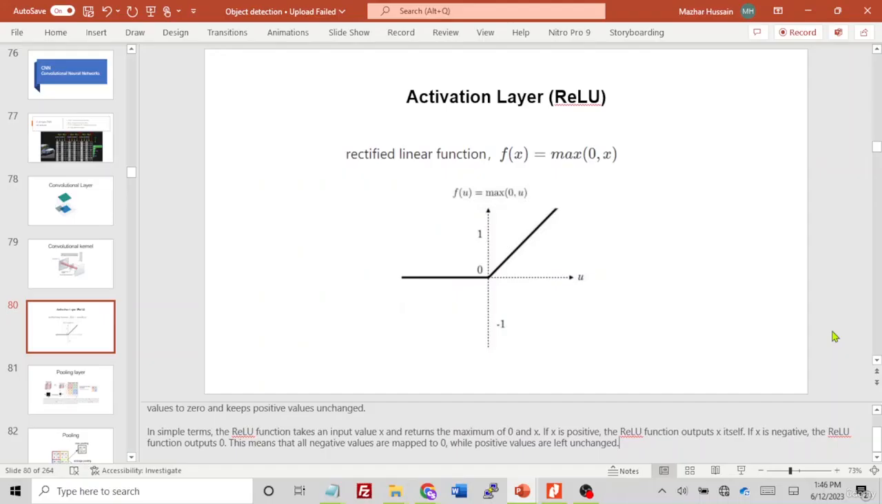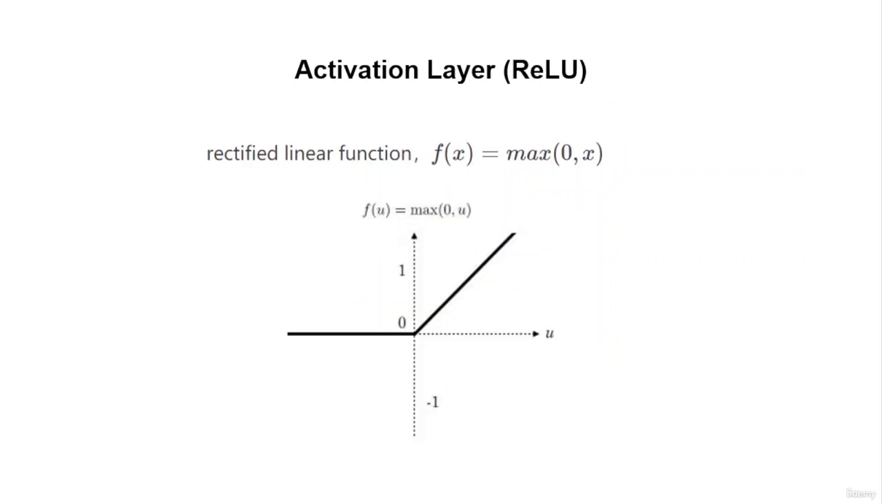In simple terms, the ReLU function takes an input value x. If x is positive, the ReLU function outputs x itself. If x is negative, the ReLU function outputs 0. This means that all negative values are mapped to 0, while positive values are left unchanged. Here you can see the ReLU, rectified linear function, is equal to the maximum of 0 or x. So if the value of x is negative, it will return 0, otherwise it will return x if the x value is positive.